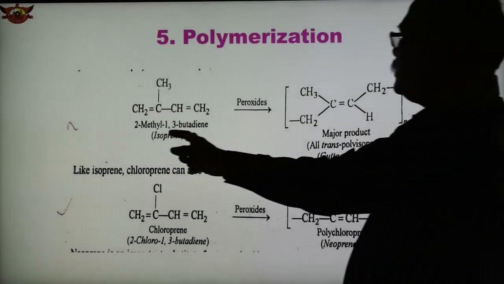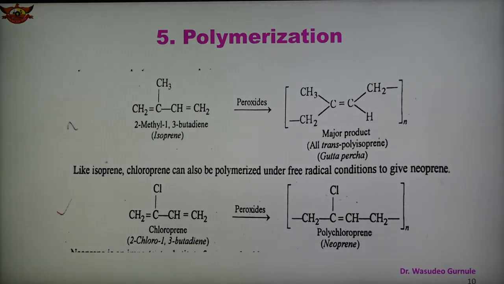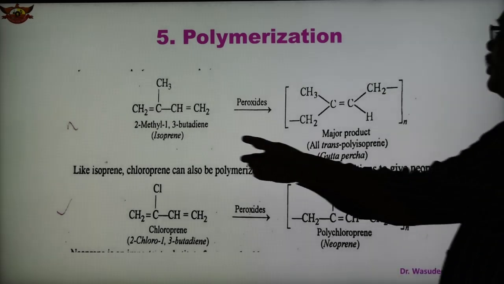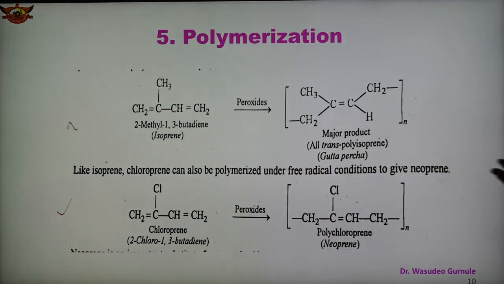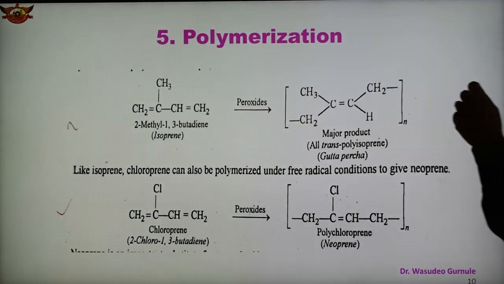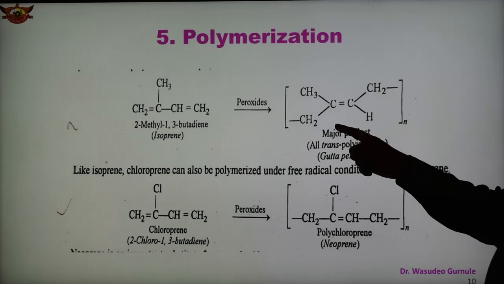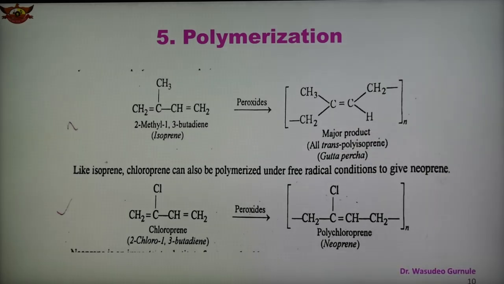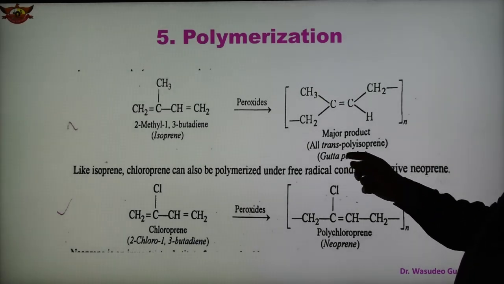The reaction is shown here. This is the structure of isoprene, and its chemical name is 2-methyl-1,3-butadiene. It is 1,3-butadiene but 2-methyl, which is known by the common name isoprene. This isoprene is a natural compound, the monomer of rubber from the rubber tree. This isoprene undergoes the reaction in the presence of peroxide, and we get mainly the trans polymer. Isoprene is converted into polyisoprene, but now trans, which is also known as gutta-percha. Commonly, the commercial name is gutta-percha.